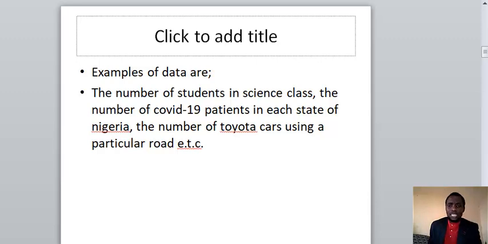We can collect data from schools. For example, the number of students in science class, the number of students in art class, and the number of students in commercial class. That is collection of data. We can also compile the numbers of COVID-19 patients in each state of the federation, that is Nigeria. Then also, we can talk about the number of Toyota cars using a particular road, or even another brand of cars using a particular road. That is data collection.